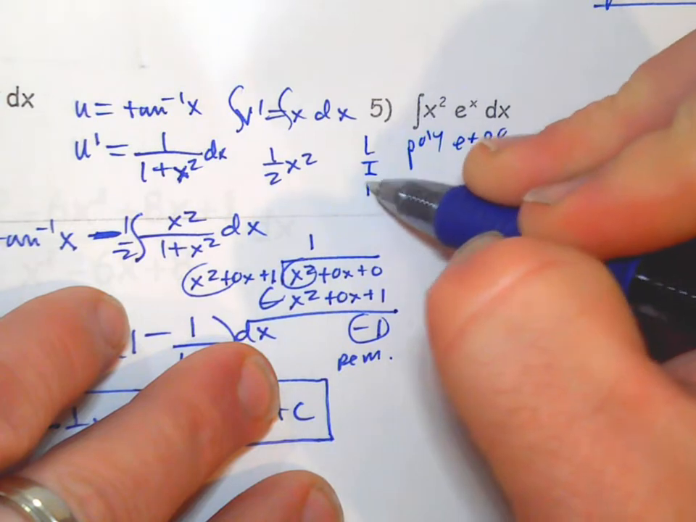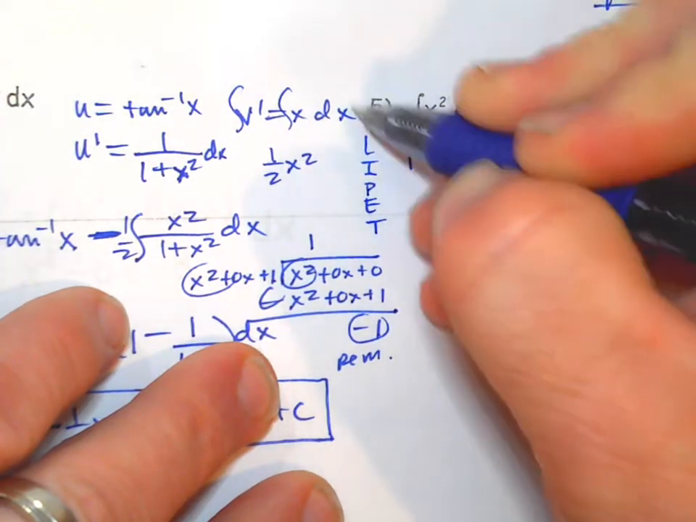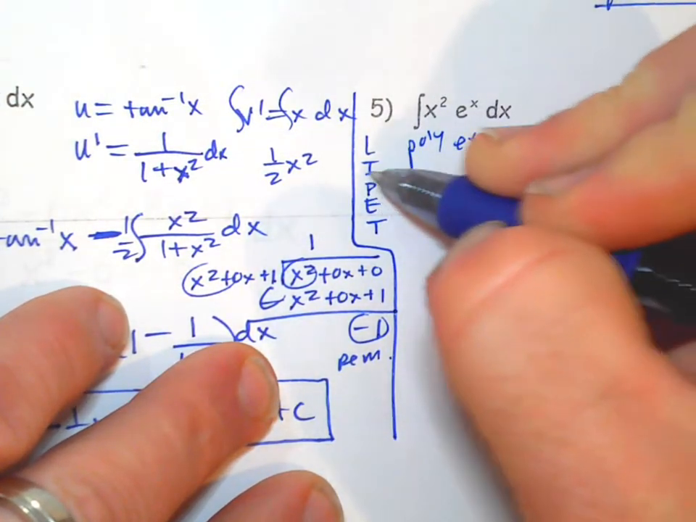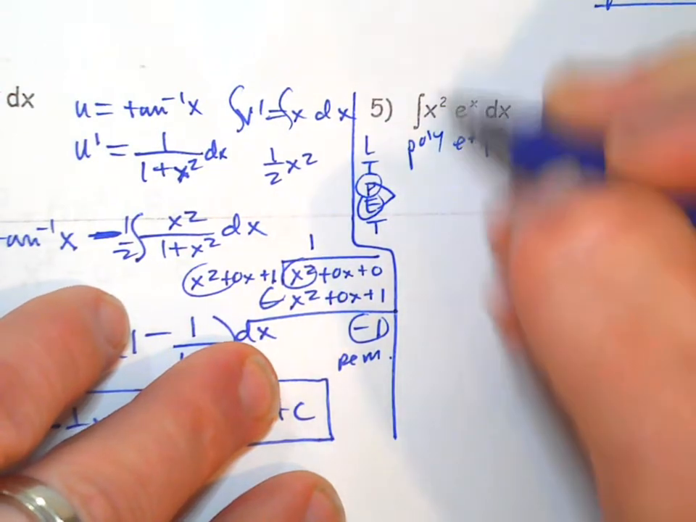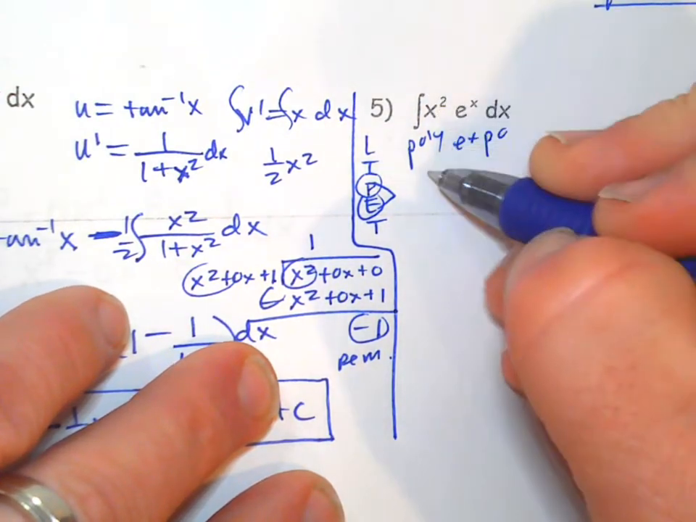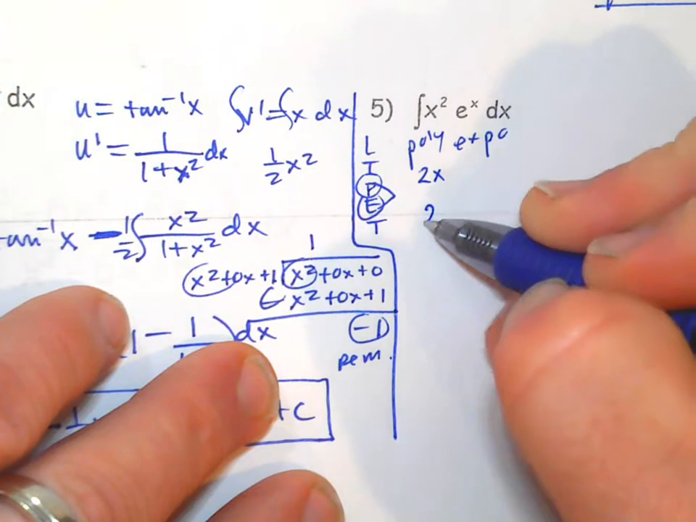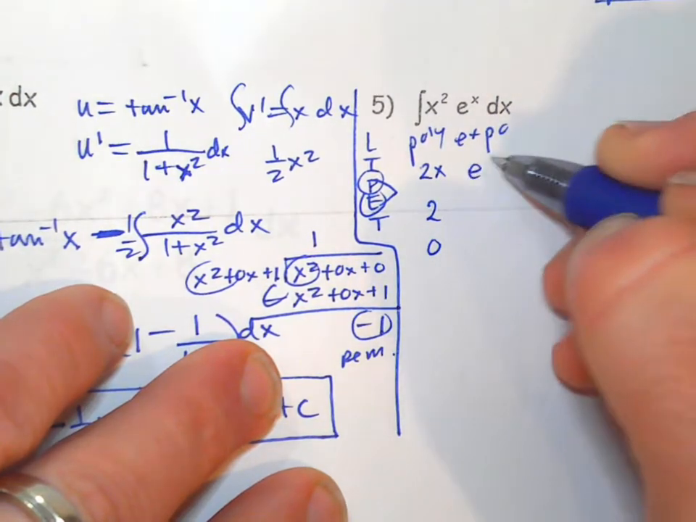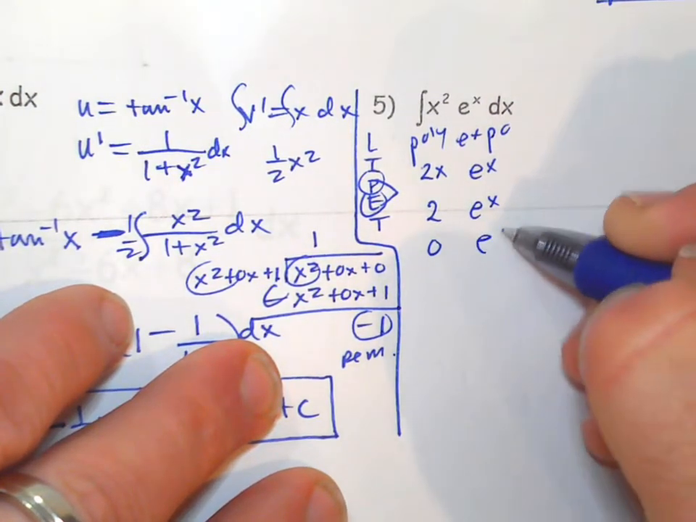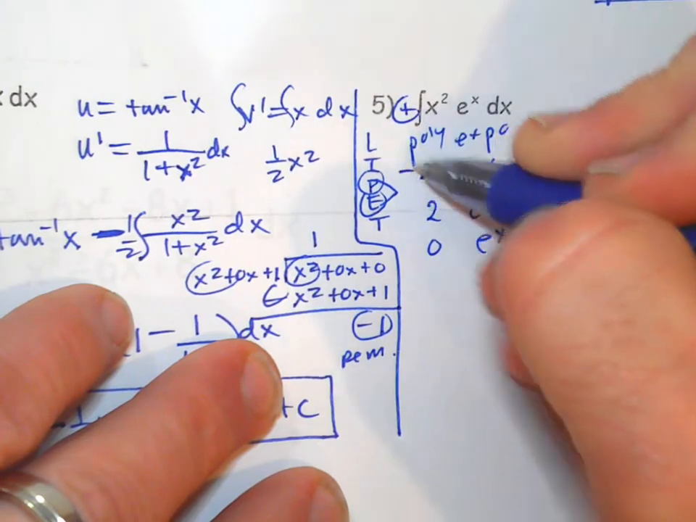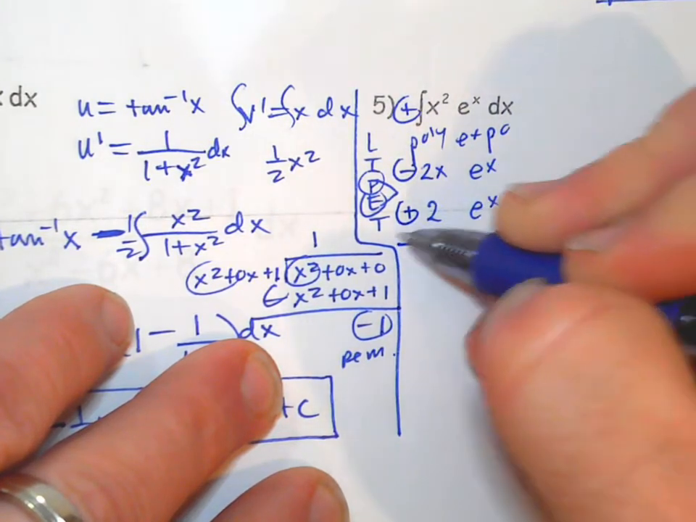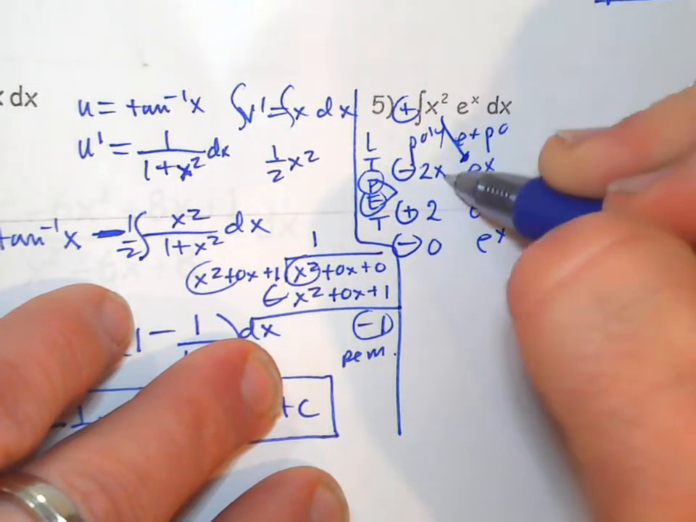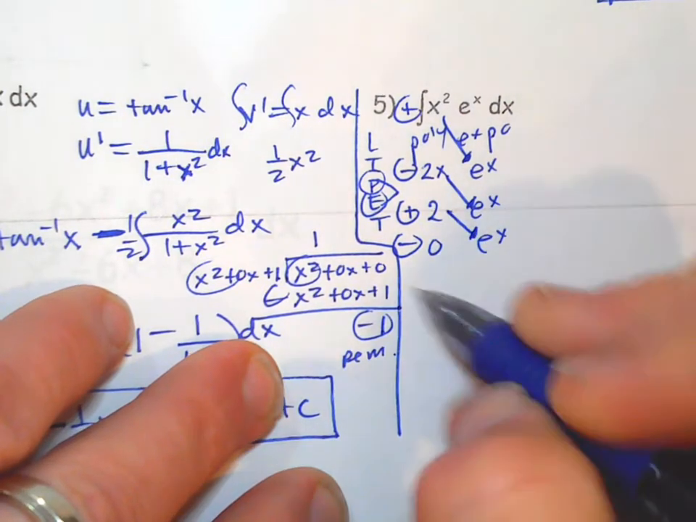LIPET. Polyexpo, shortcut. Take the derivative of the one that's eventually going to go away: 2x, 2, 0. Integrate the other one: e to the x, e to the x, e to the x. Positive, negative, positive, negative. You start with this first one, down a diagonal. This is going to be super fast.